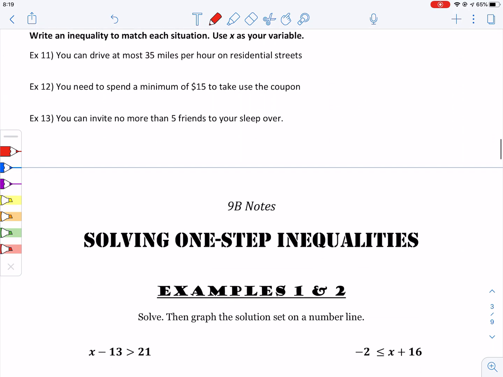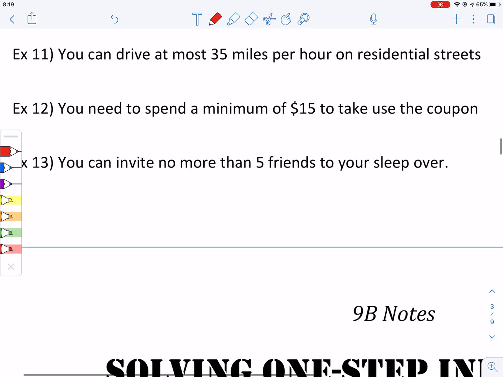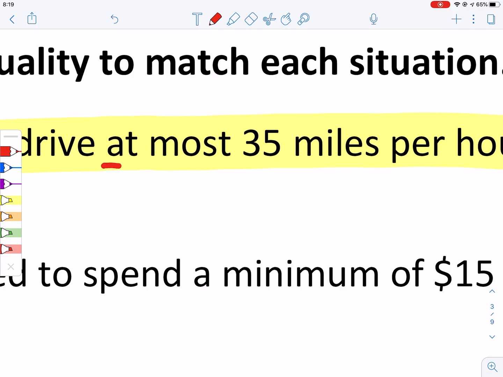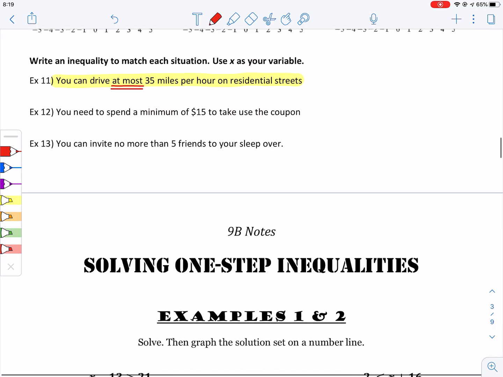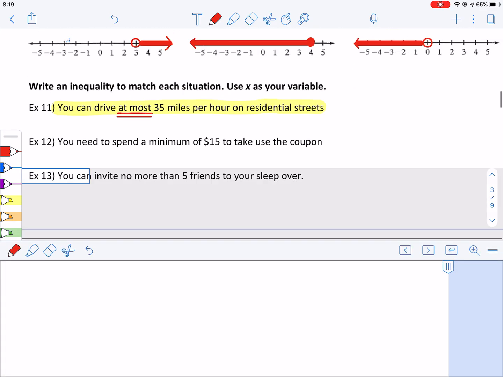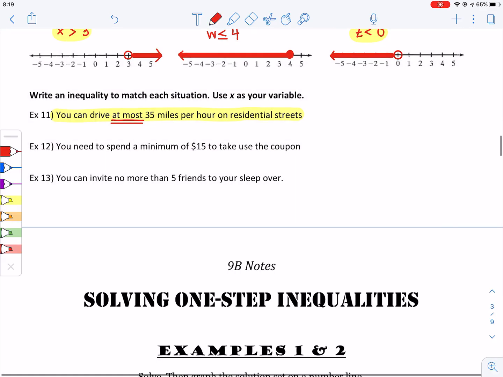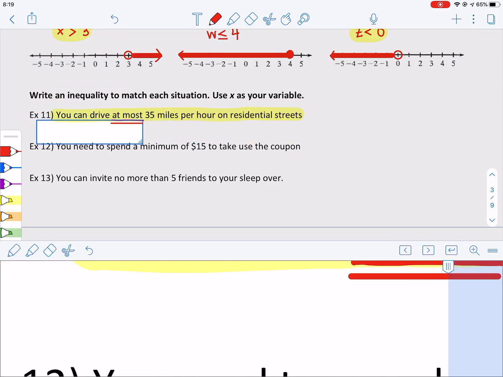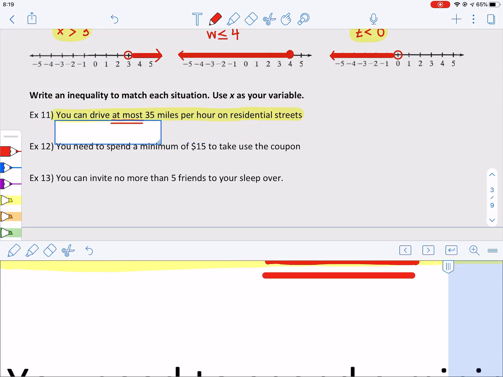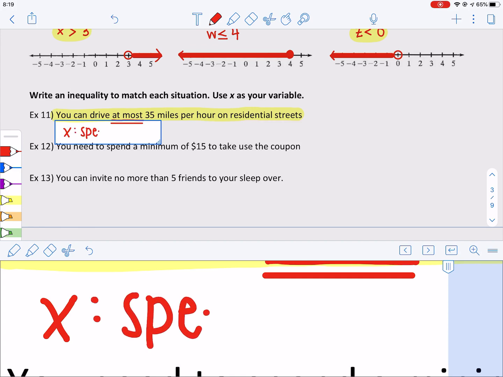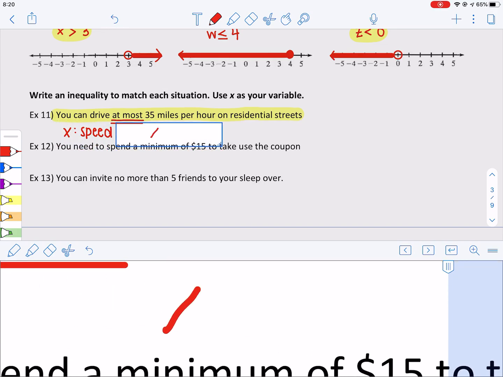Okay, so like this next example, you can drive at most 35 miles per hour on residential streets. So at most is our key phrase here. Let's underline it. Okay, we're going to name a variable. So you can drive at most 35 miles per hour. So the X that we're using, that would be the speed that you're driving. Or you could put MPH because it's really like the miles per hour that you're able to drive.